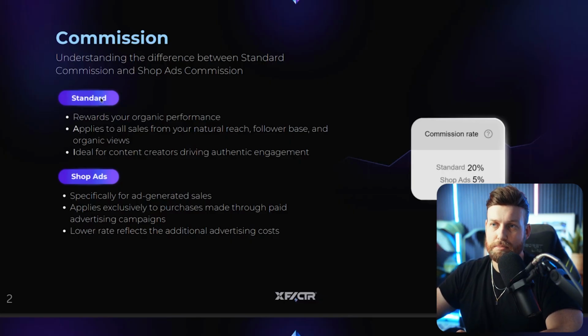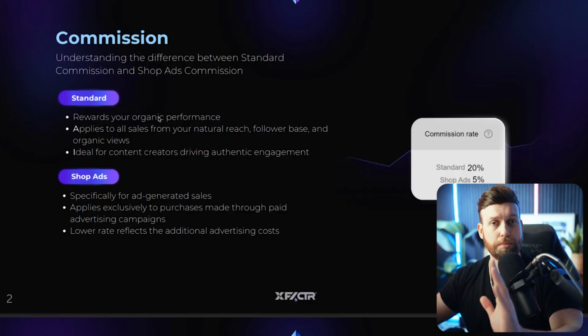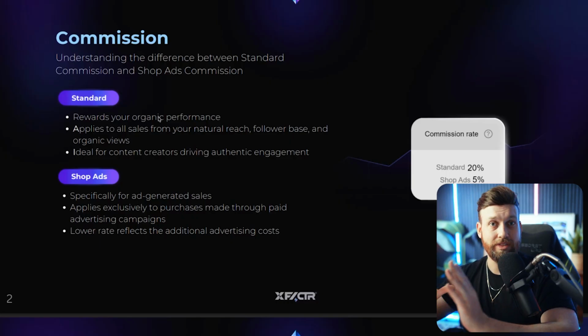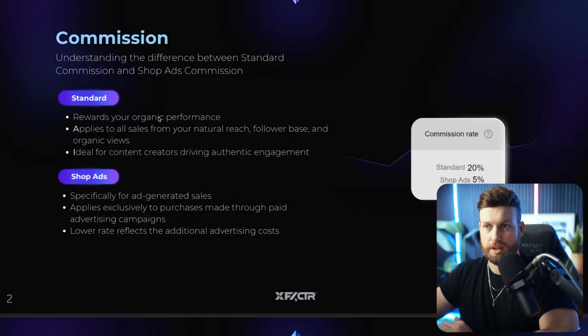The standard commission rewards your organic performance. So basically what this means is when a creator makes a piece of content that is not fueled by GMV Max or by ads, they will get a certain commission on their organic sales from the creator's audience, or your brand audience. It is applied to all sales from your natural reach, follower base, and organic views. It's ideal for content creators driving authentic engagement.